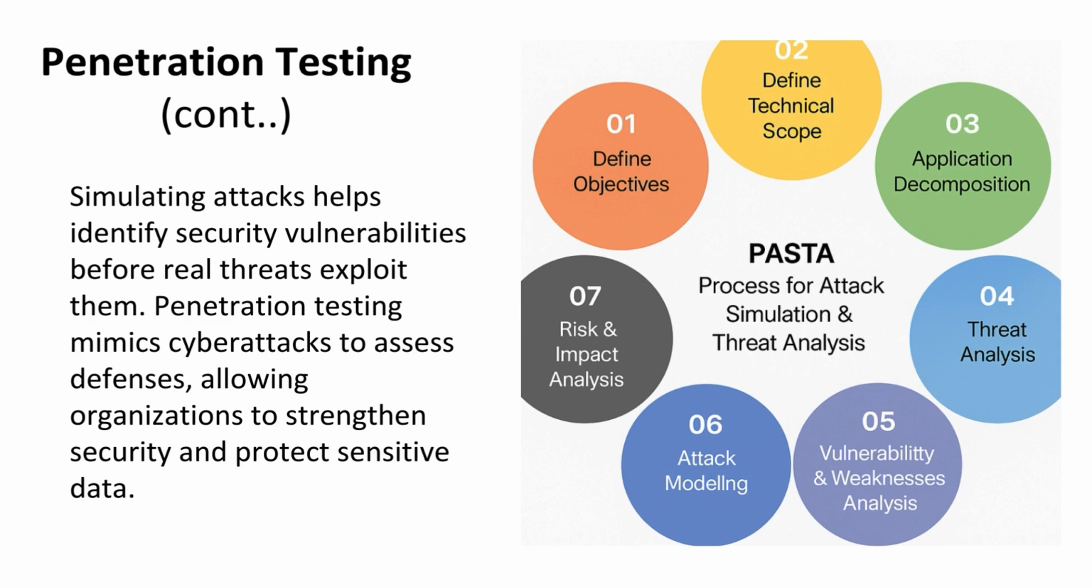So, the process for attack simulation and threat analysis. First is define the objectives, second is define the technical scope, then application decomposition, then threat analysis, vulnerability and weakness analysis, attack modeling, and risk and impact analysis. So 1 to 7 are the steps in penetration testing and the process for attack simulation and threat analysis.